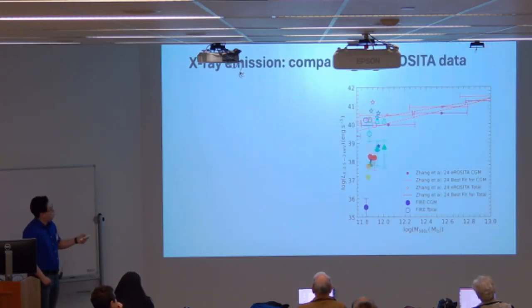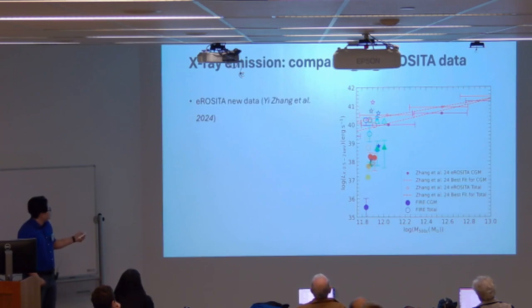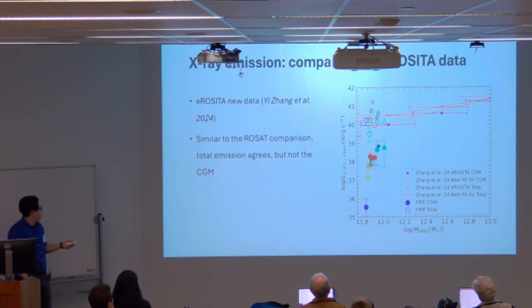We went to another survey, which is a much newer and more novel survey, the eROSITA survey, Zheng et al. 2024. It's very new, at least when I was preparing for this slide. I don't think this has been accepted yet. But we saw a similar trend, namely the total emission agrees fine, the CGM emission was wrong.